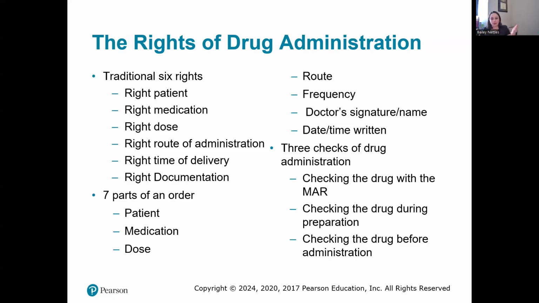All right, your 7 parts of the order. Number 1, patient, medication, dose, route, frequency. If I'm missing any of the 7 parts, I can't do it. Okay. If I don't know who to give it to, what to give them, how much to give them, where to give them, how to give it to them, when to give it to them, I can't do it, right? The extra part is the signature and the date and time it's written.